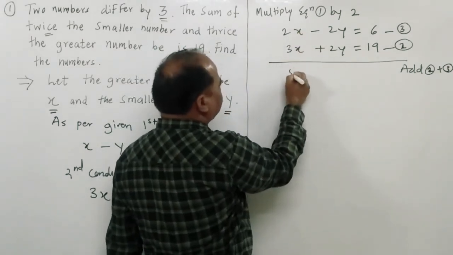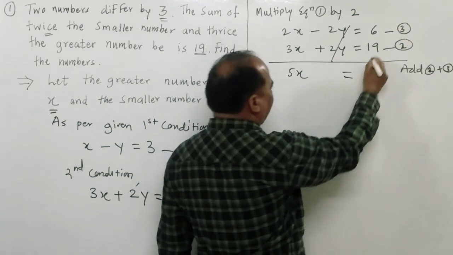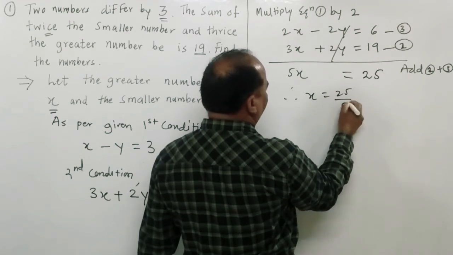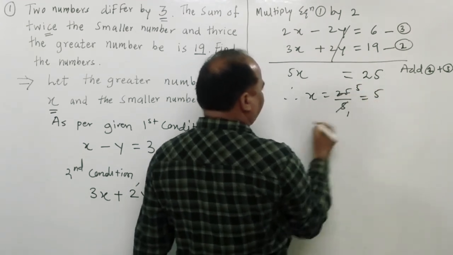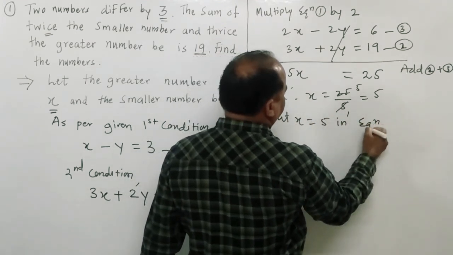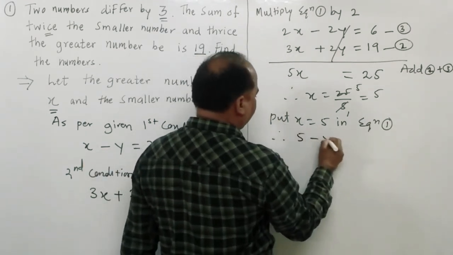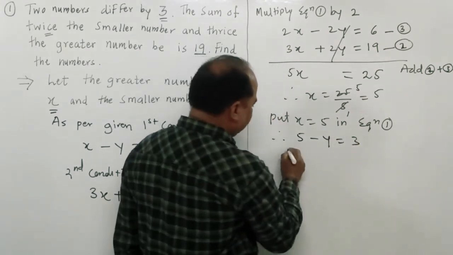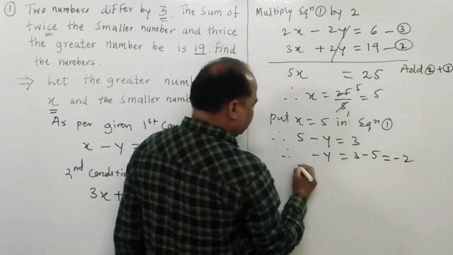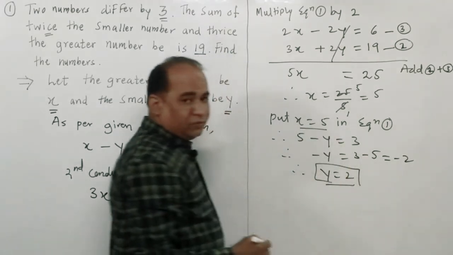So 2x plus 3x is equal to 5x, minus 2y plus 2y will get cancelled, and 19 plus 6 is equal to 25. Therefore x is equal to 25 upon 5, that is 5. So put x is equal to 5 in equation 1. Our equation 1 is x minus y equal to 3. So 5 minus y is equal to 3. Therefore minus y is equal to 3 minus 5, which is equal to minus 2. Therefore y is equal to 2.